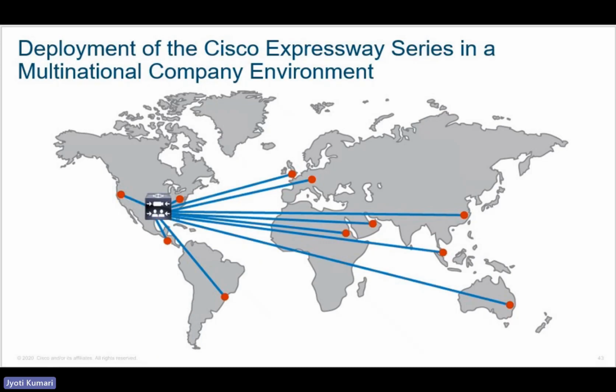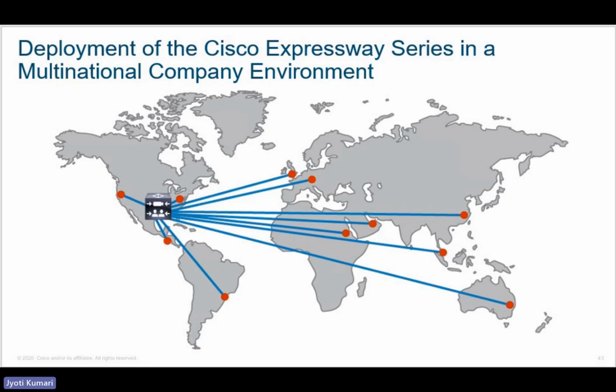Then this diagram shows the deployment of Expressway series in multinational environments. So this is just from a design standpoint, how we can have Expressways placed in deployment. So the question is, why do two Expressway servers need to be neighbored together? Consider this example, which shows a multinational company with offices around the world. How do you deploy the Expressway series in this environment?